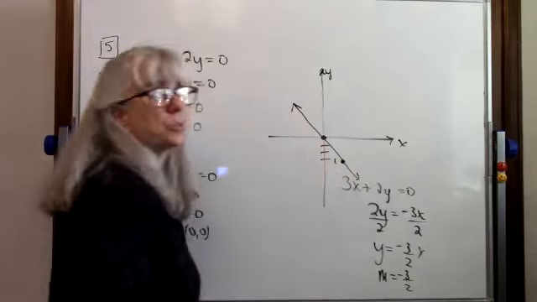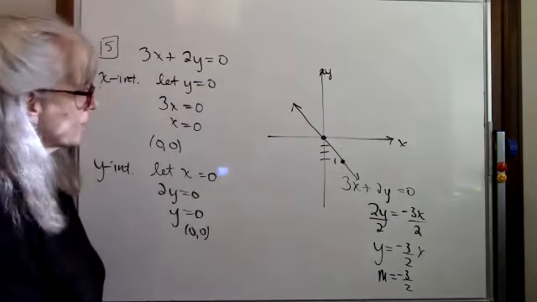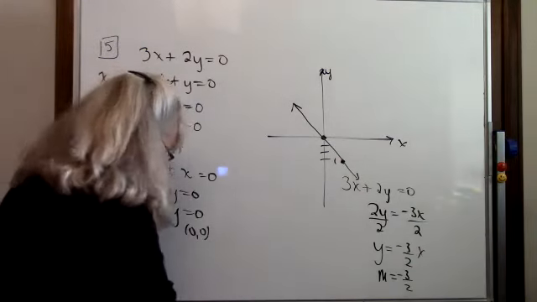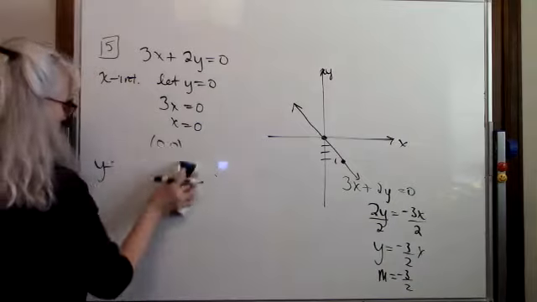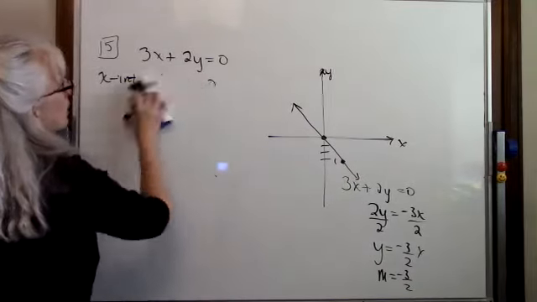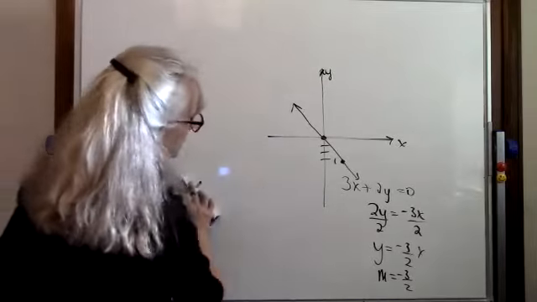But you have to have 2 points. So anytime it goes through the origin, you need to do a little bit of extra work in order to be able to graph that line. The next example is talking about parallel and perpendicular lines.